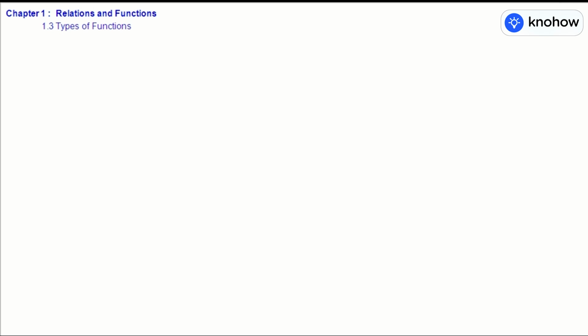So before starting the new topic, that is types of functions, let me revise with you what we mean by function. Before formally defining the mathematical definition of function, let us see a situation just for revision.